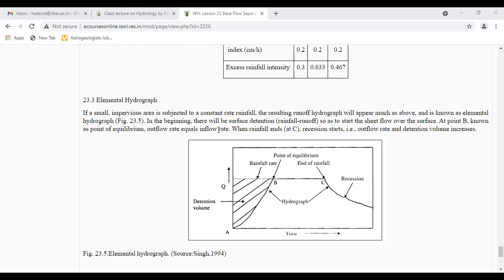In the beginning, there will be surface detention of rainfall runoff so as to start the sheet flow over the surface at point B, known as the point of equilibrium. Outflow rate equals inflow rate. When rainfall ends, recession starts, that is, the outflow rate decreases and the detention volume decreases.